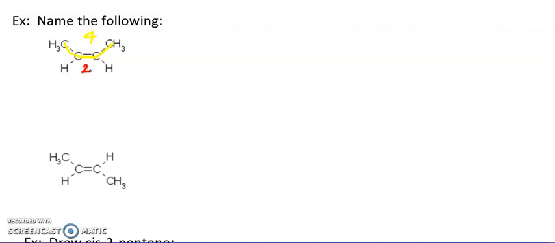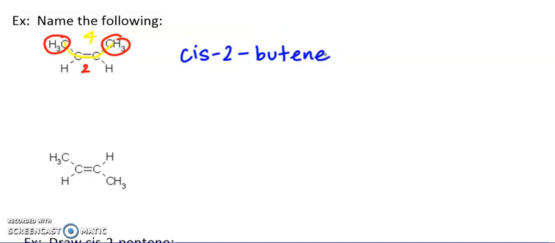And what I need to look at with this double bond is the fact that my 2 carbons off of them, so this carbon and this carbon, are in the same direction. They're both on the top. So the name of this will be cis, because they're the same. My double bond is at 2, and I have 4 carbons. So cis-2-butene. So now let's look at the next one you have.